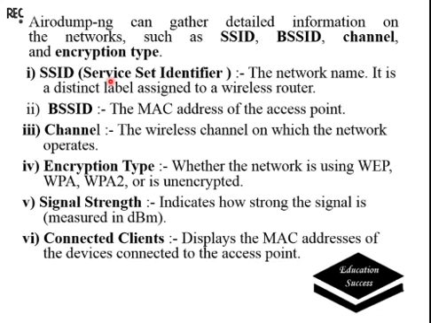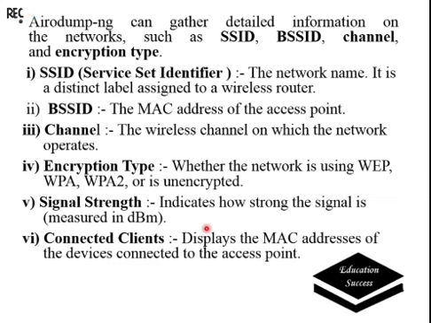So first one is the SSID. SSID means Service Set Identifier. It is the network name, or distinct label, that is assigned to a wireless router. BSSID is the MAC address of the access point. Channel means the wireless channel on which our network operates. Encryption type shows whether the network is using WEP, WPA, WPA2 or is unencrypted.